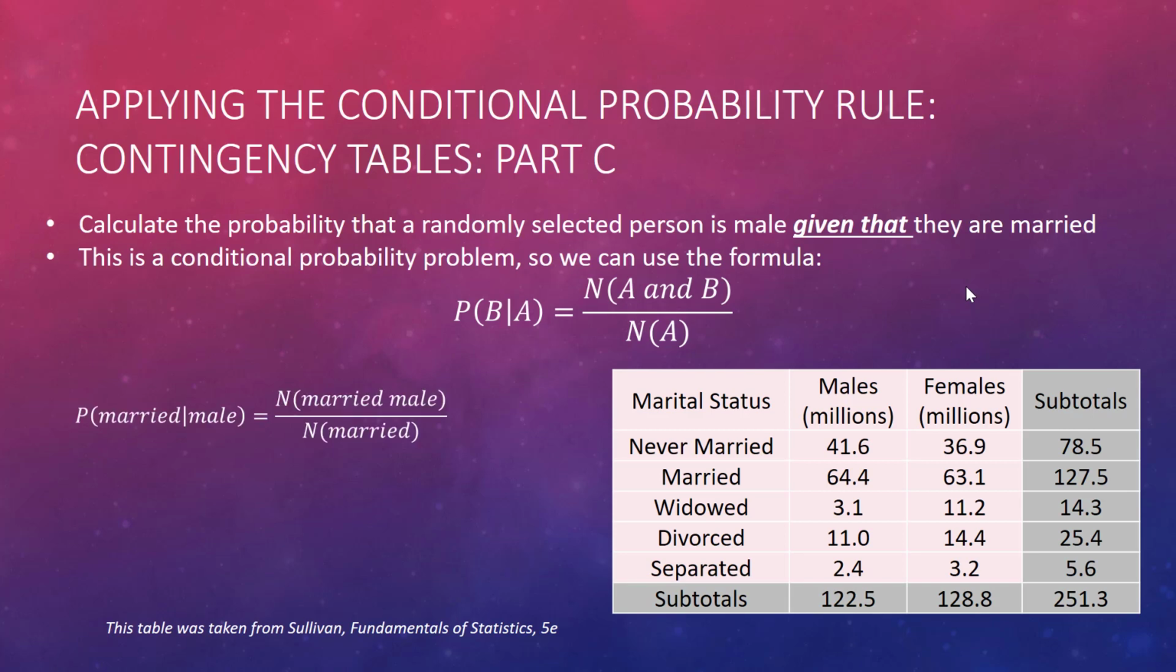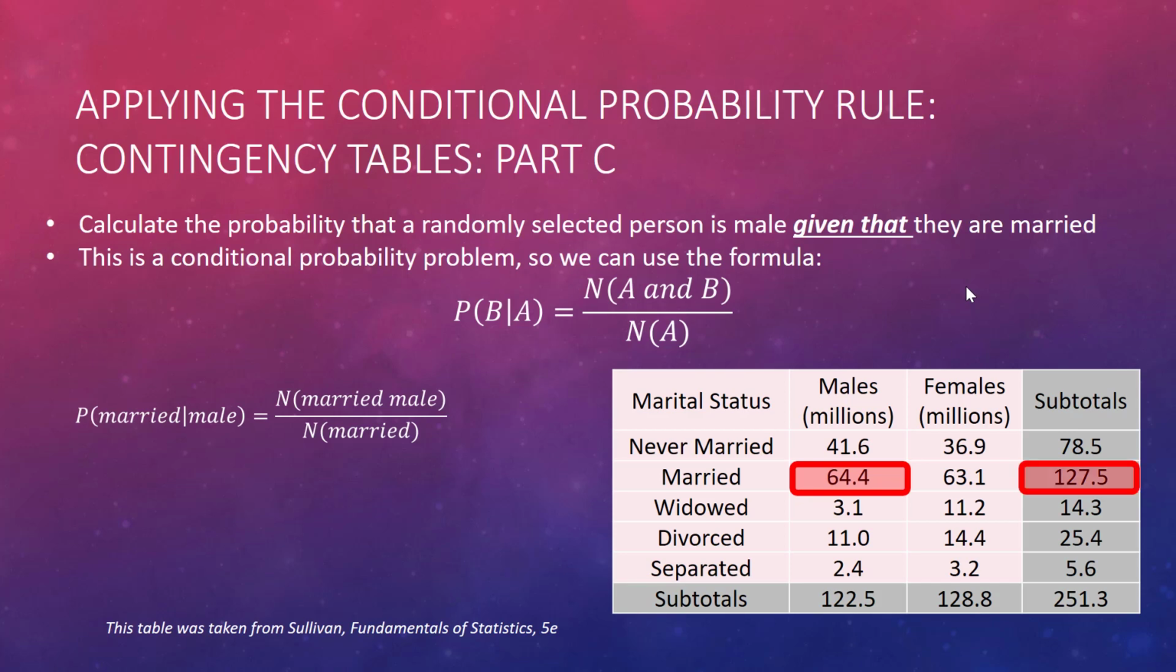Putting that into the context of this problem, we have the probability of a person being male, given that they are married, equals the number of people who are married and male, divided by the number of people who are married. Just like the last example in part B, the number of married people who are also male is 64.4. So at least the numerator is the same. The question is, is the denominator the same or different from the last probability we calculated?